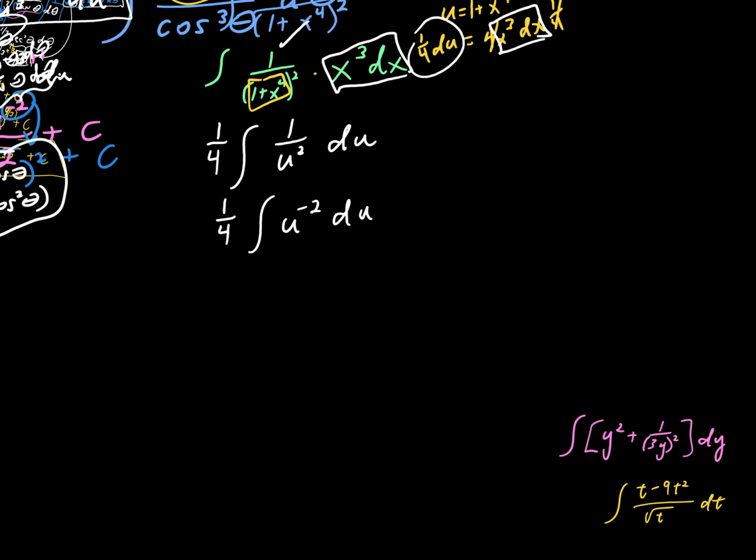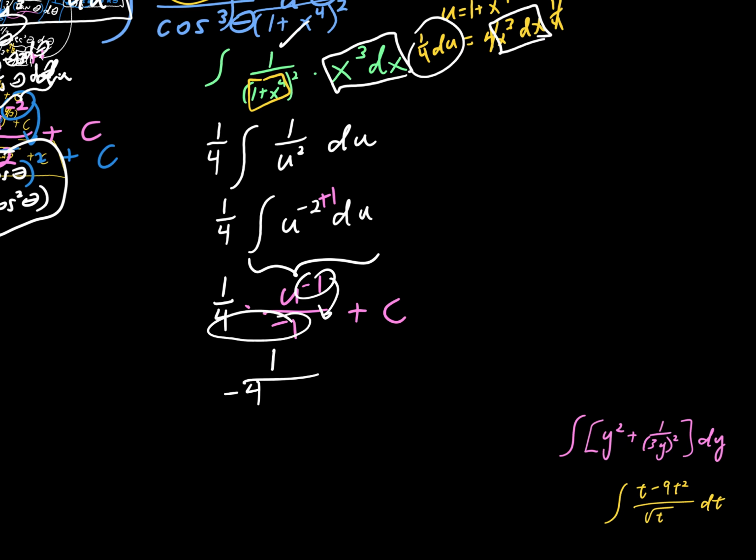Okay, integrate. 1/4 just stays there. That's going to be multiplied at the end. And now for this part, we add 1 to the exponent. That's going to give us u to the negative 1. We divide by our new exponent, plus c. Let's combine this. Here we have another negative exponent, so that's going to put the u value down there. So what we have is 1, and then that is going to give you a negative 4. There's our u that we just put down in the denominator, plus c. And what was our u? The u was 1 plus x to the 4th. And there you have it.